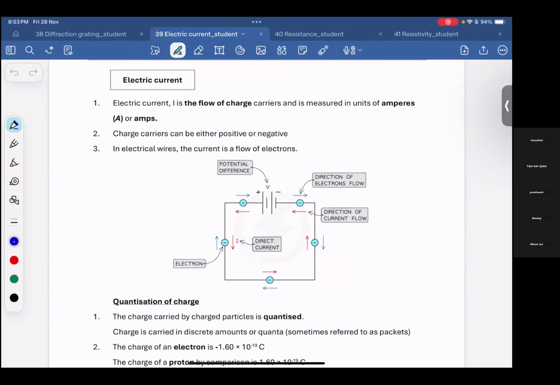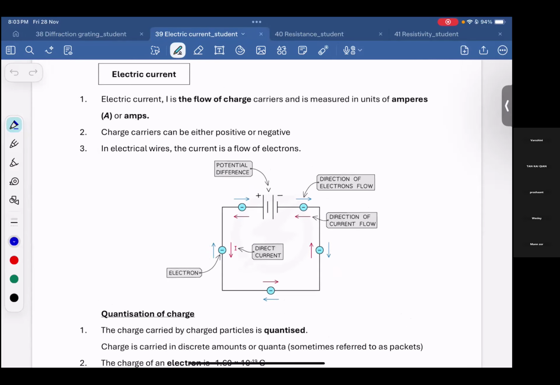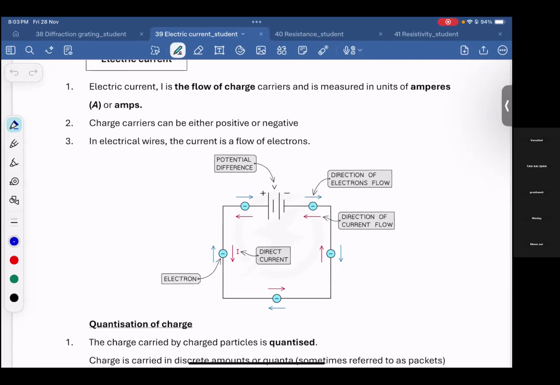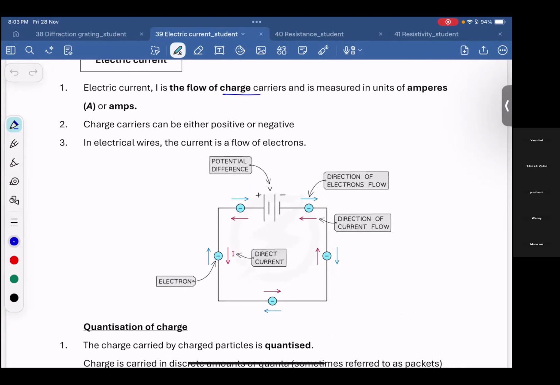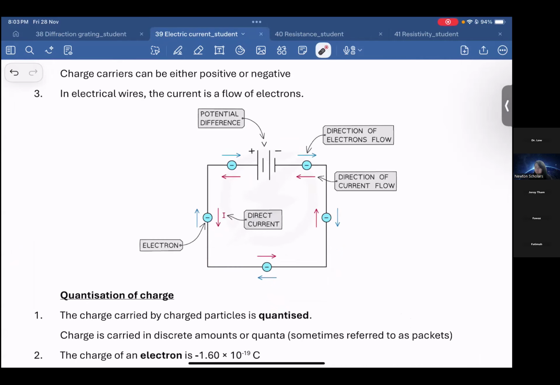Okay, so electricity, electric current. Current is the flow of charge carriers and is measured in ampere. Okay, what charge can flow? There is only one charge that can flow. That is called the electron. Charge carriers can be positive or negative, but the one that can flow is the electron.